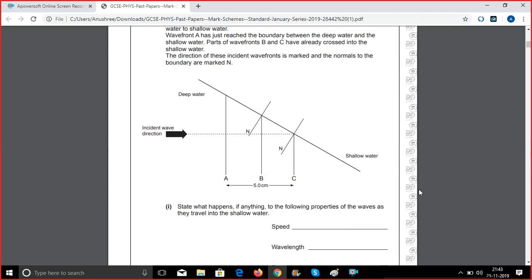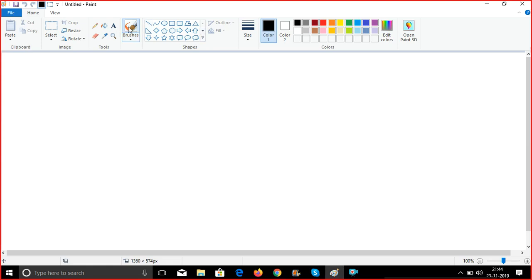Okay, wait a second. They travel into shallow water, right? From deep water to shallow water they are basically moving, right? So speed decreases. Yes, speed decreases. Now tell me about wavelength. From deep water to shallow water, the wavelength will decrease. Yes, wavelength also decreases. Why? Because I told you when I was explaining refraction.